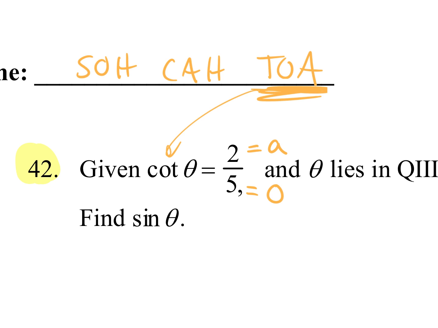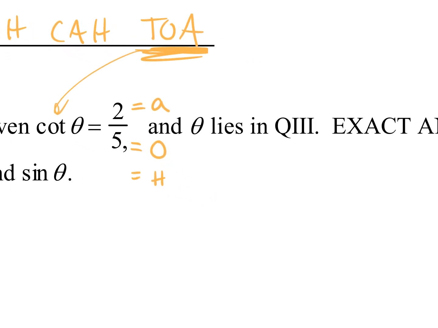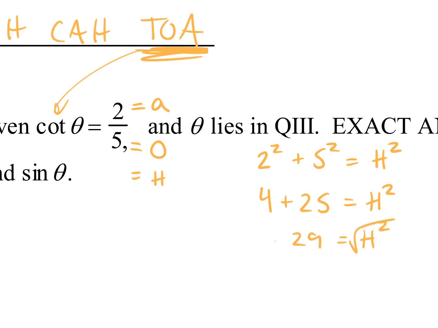So we found adjacent and opposite. Now we want to find the hypotenuse. Anybody remember how we find the hypotenuse? So we use, yes, Pythagorean theorem. So 2 squared plus 5 squared is equal to, we can say, our hypotenuse squared. So 4 plus 25 is equal to our hypotenuse squared. 29 is our hypotenuse squared. We take the square root.